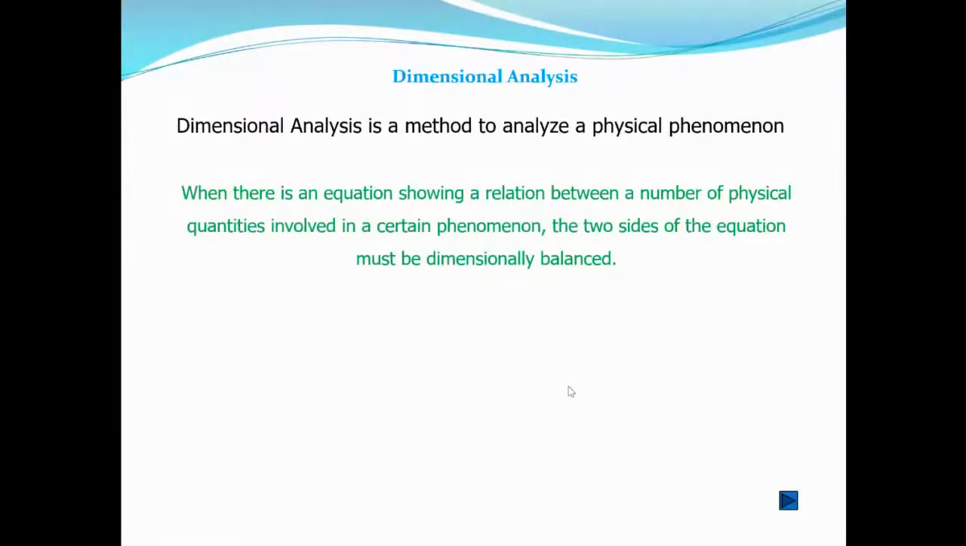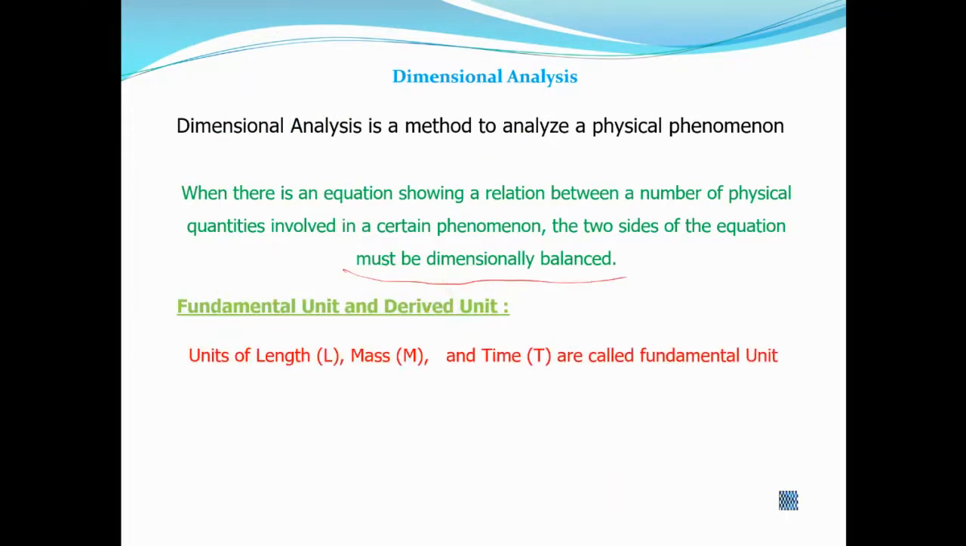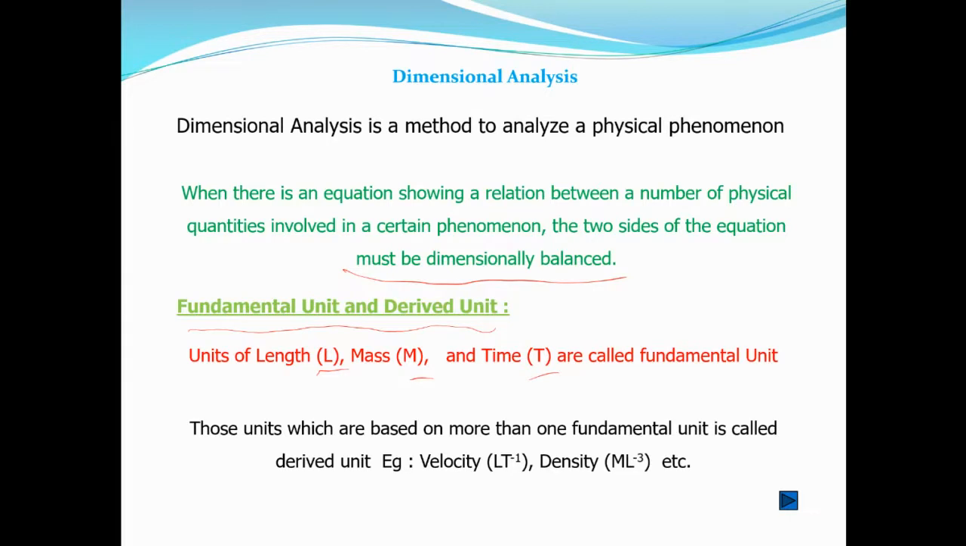So dimensional analysis is a method to analyze a physical phenomenon. When there's an equation showing a relation between a number of physical quantities involved in certain phenomena, the two sides of the equation must be dimensionally balanced. Very important. Fundamental and derived units. These we discuss in statics, even in fluid mechanics: length, mass, time. Then you have those units that are based on more than one fundamental unit, which we call derived units.